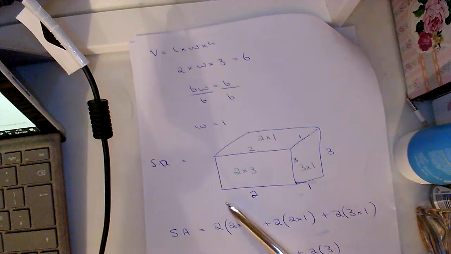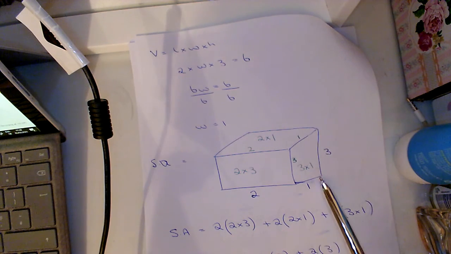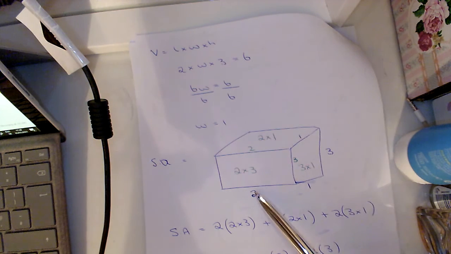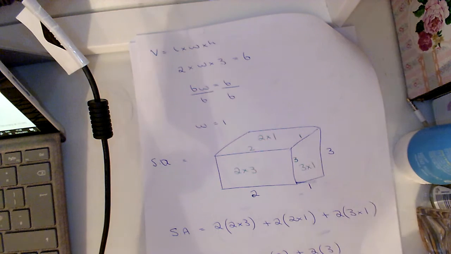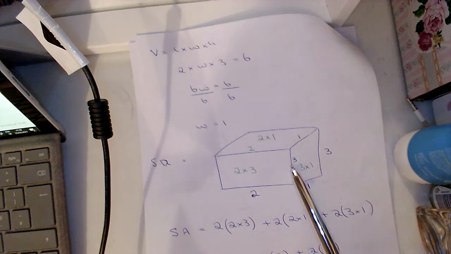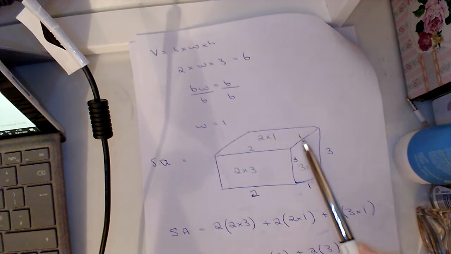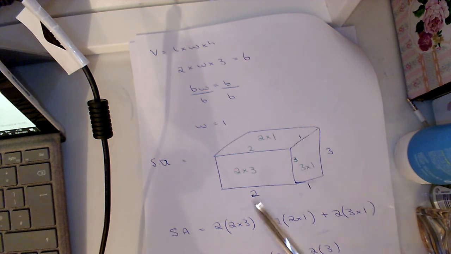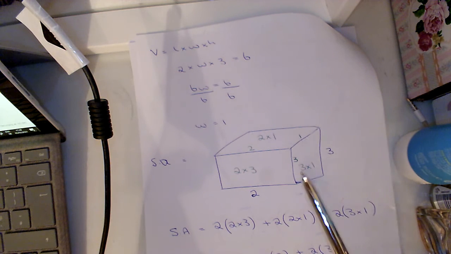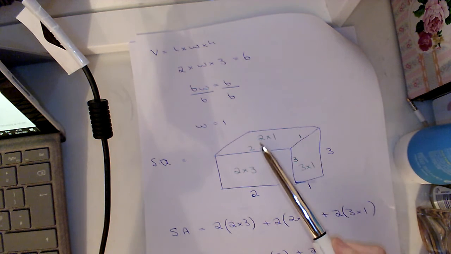So I have here, my length is 2, my width we just found out was 1, my height is 3. So if this is 2 here, that means that up here across from it must also be 2. If this is 3 here, that means across from it must also be 3. If this is 1 here, up here must also be 1. So now I have the area of this rectangle is going to be 2 by 3. The area of this is going to be 3 by 1, and up here is going to be 2 by 1.